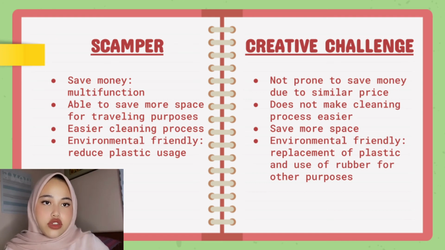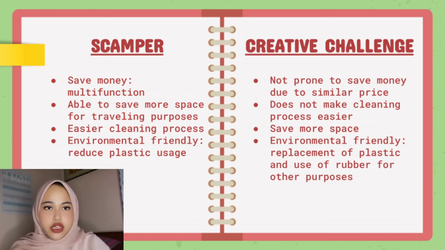It will also ease the cleaning process of brushing our teeth because the toothpaste and also the floss is already included in the toothbrush, so it makes the cleaning process much easier. The last part of Scamper technique is that it is more environmentally friendly because it will reduce the usage of plastic, because the toothpaste, the floss and the toothbrush are combined into one single product.